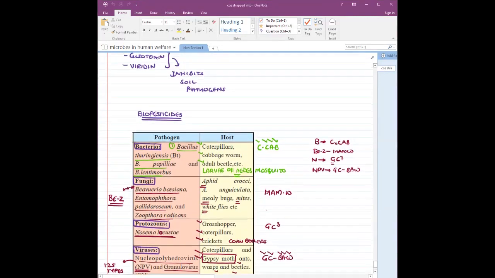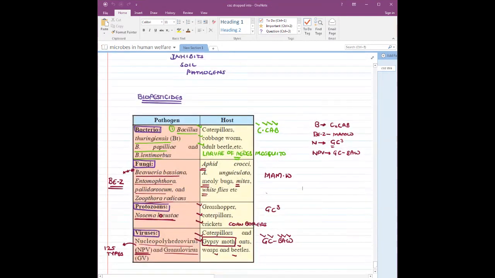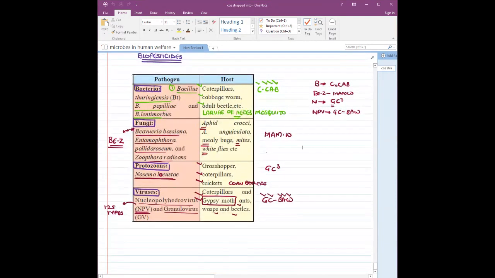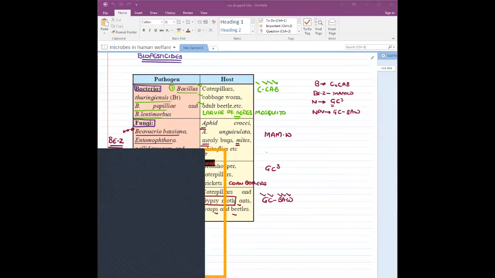But now let's move ahead and see the next thing, that is bioherbicides. So use of microorganisms as bioherbicides. First of all, guys, we need to know what we really mean by a herbicide. A herbicide is something that is going to kill a plant. It is responsible for killing your weeds, basically unwanted plants.